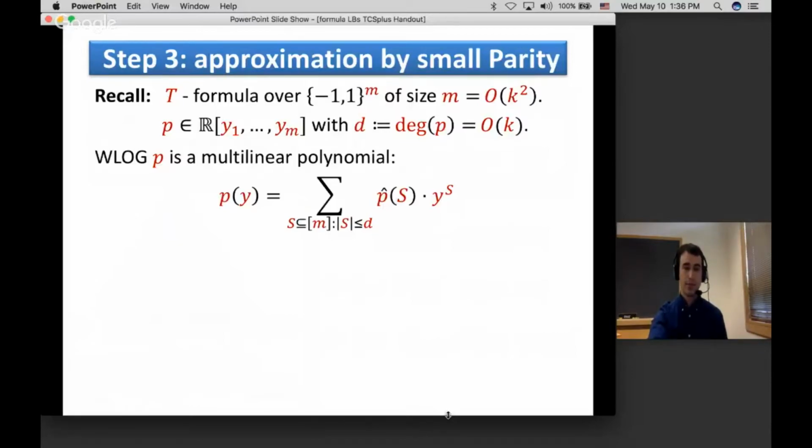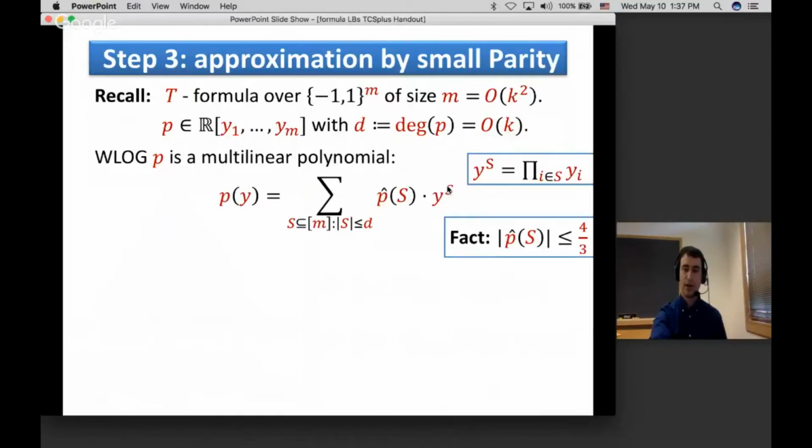And this is, we simply write p of y as a sum of monomials times coefficients. So here, each monomial I denote by y to the S. This is simply the product of all y_i's where i is in some set S. This is because this is multilinear. And we have some coefficient, p hat S. This is sometimes called the Fourier coefficient, but just think of it as some real numbers that you multiply with the monomial. And it's a simple exercise to see that all these coefficients are in absolute value at most 4/3. This is simply because the polynomial gets values between minus 4/3 and plus 4/3.